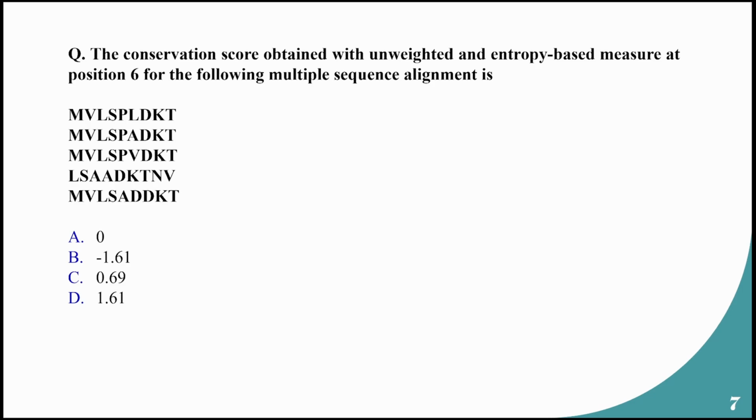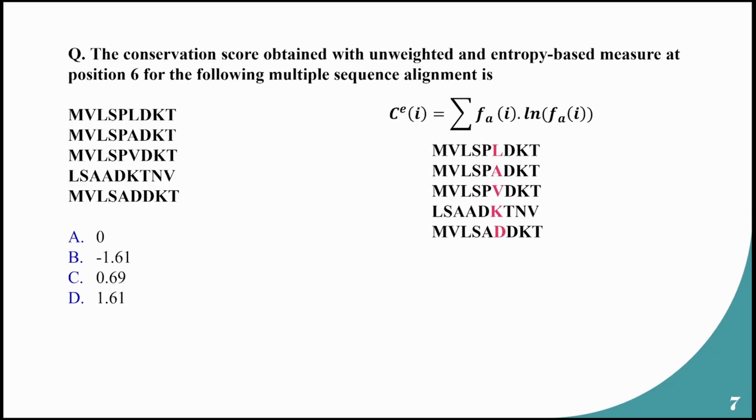Okay. So in this particular question, the concept that is being asked is the same. It is asking for the conservation score for position 6 in a multiple sequence alignment with something called the unweighted and entropy based measure. Now, what is the unweighted and entropy based measure? The formula for that is something like this. So in this particular case, first you have to look into the position 6, of course. You have 1, 2, 3, 4, 5 sequences in total. For position 6, in all of these cases, you will see that different amino acids are present here, right? L, A, V, K, D.